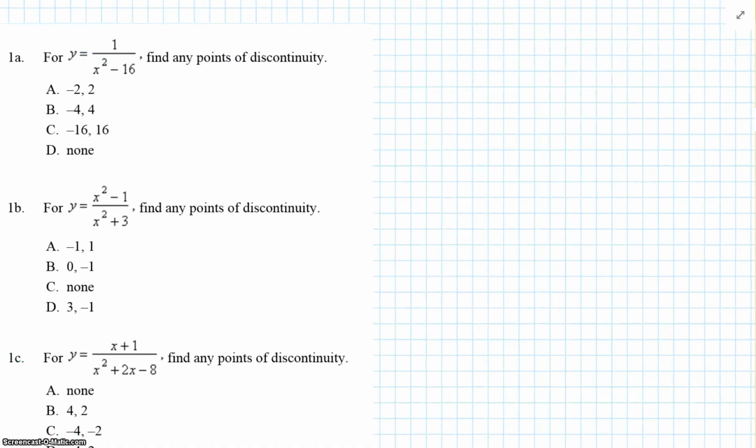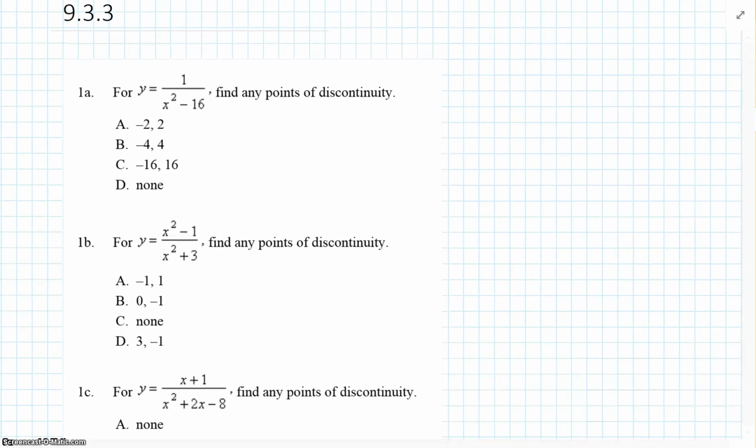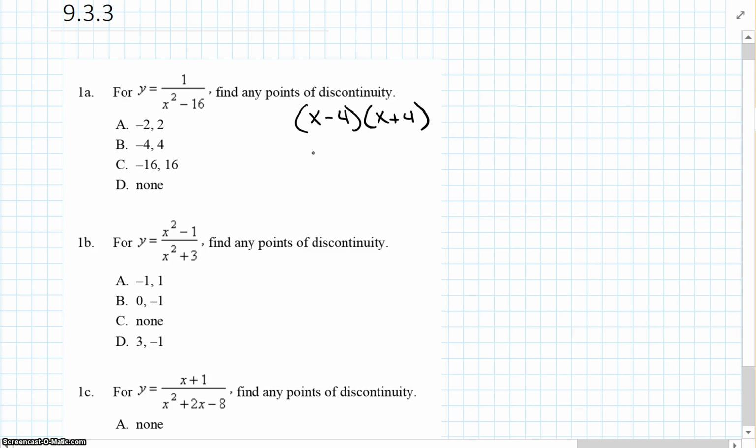So let's move on. Alright, 1a. Well, that's a difference of squares, so that can be rewritten as (x minus 4)(x plus 4). So x cannot equal 4, and x cannot equal negative 4. Remember how we solved that one and that one. So the answer is B.